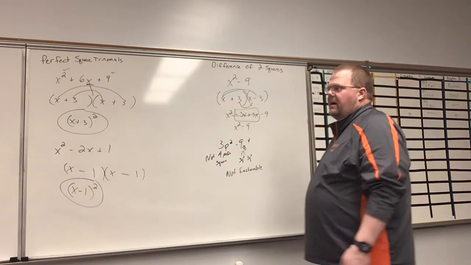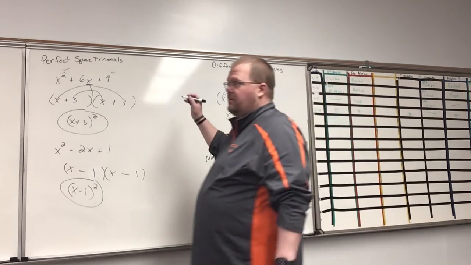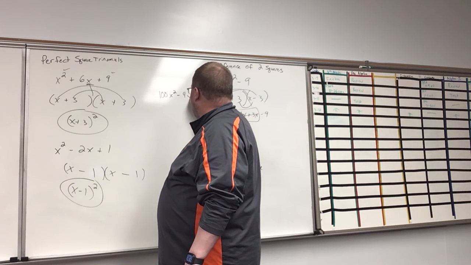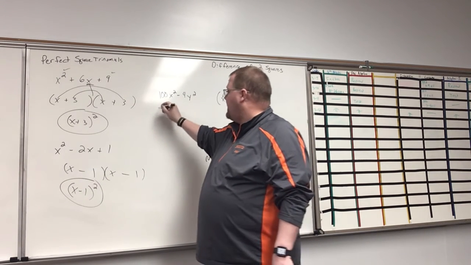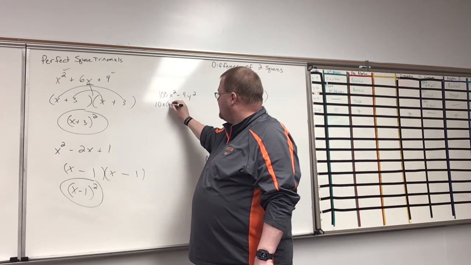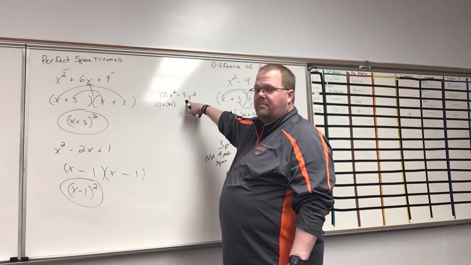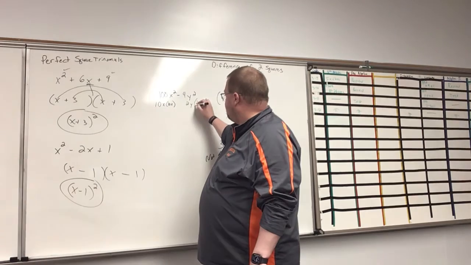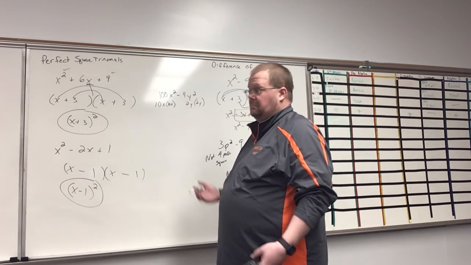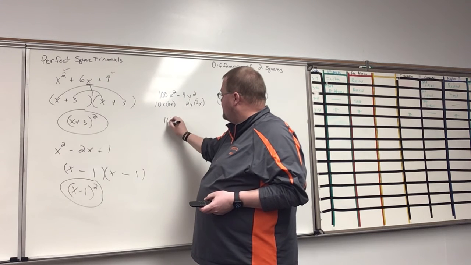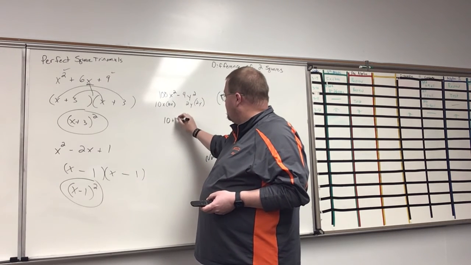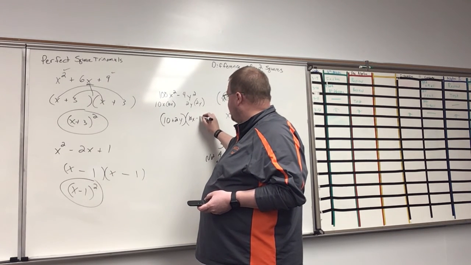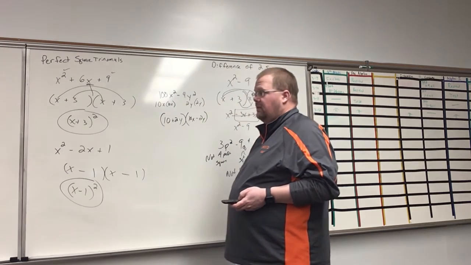Okay. How about, let's do another one. Let's do the 100x squared minus 4y squared. Is this a perfect square? Yes, it's 10x times 10x. Is this a perfect square? Yes, it's 2y times 2y. Well, since there's a minus sign, we could just put it together. 10x plus 2y times 10x minus 2y. And we have our answer.